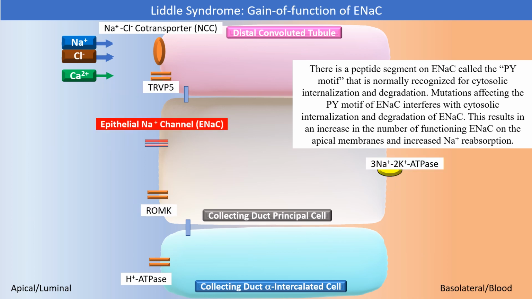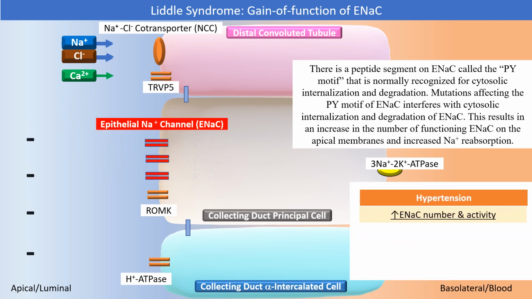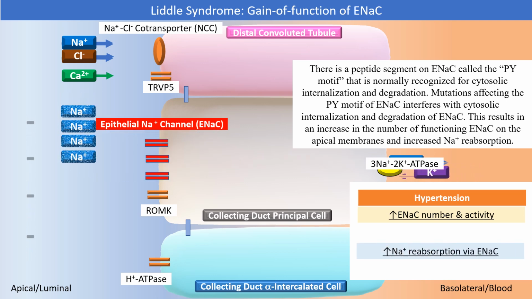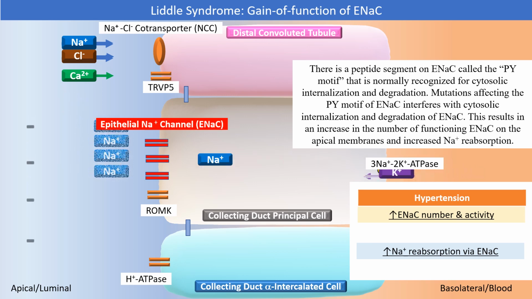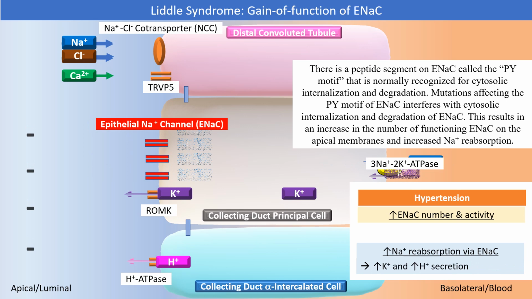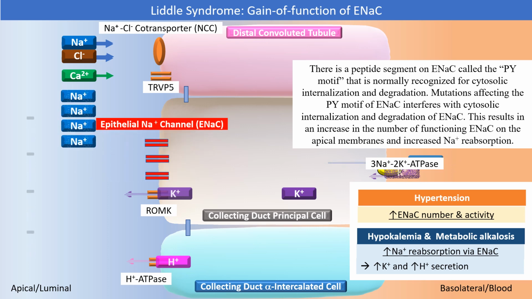This results in an increase in the number of functioning ENaC on the apical membranes and increased sodium reabsorption. It is this increase in sodium reabsorption that causes hypertension. The increased sodium reabsorption via ENaC generates a highly favorable electrochemical gradient that serves to enhance potassium and hydrogen secretion. This leads to hypokalemia and metabolic alkalosis, respectively.